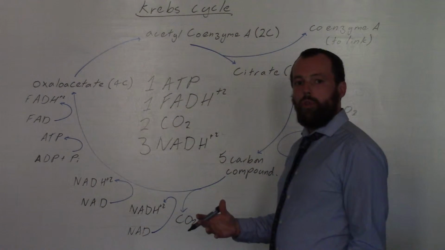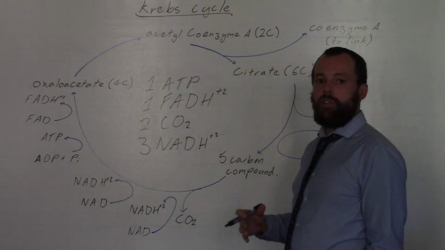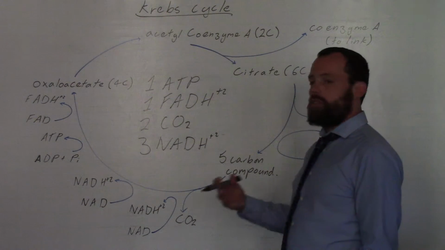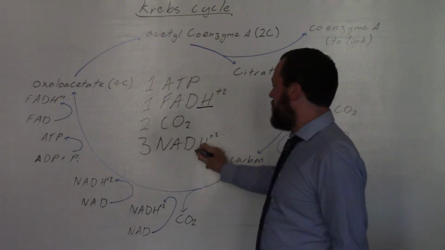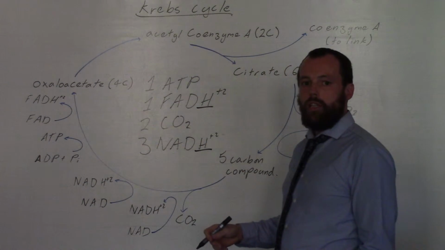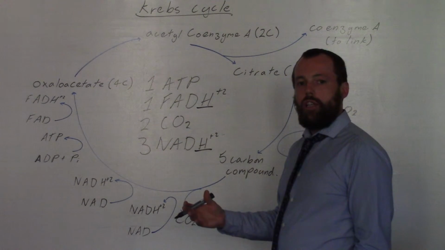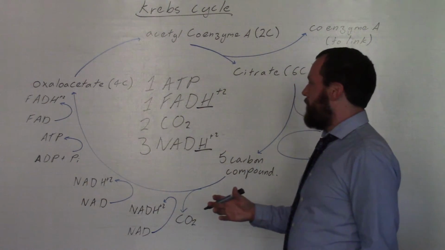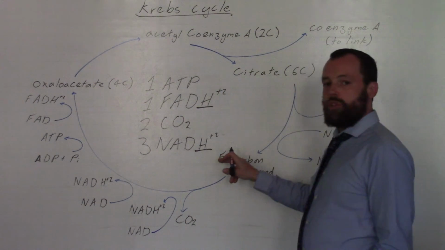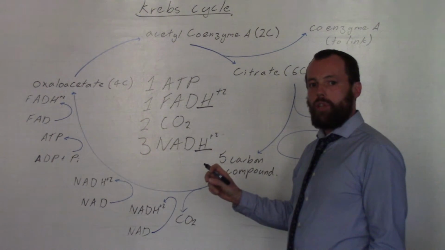Where people often fall down on this is they will forget to say that it is reduced FAD and reduced NAD which are made. They'll just say FAD and NAD, and it's not. It's the reduced FAD and the reduced NAD which are made. These are the important products that then go off to the electron transport chain to be used in the further production of ATP. It's also worth mentioning that this is the number of products made for one cycle of the Krebs cycle, one turn of the Krebs cycle.